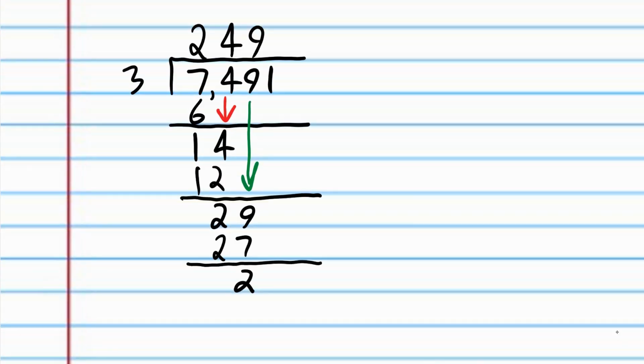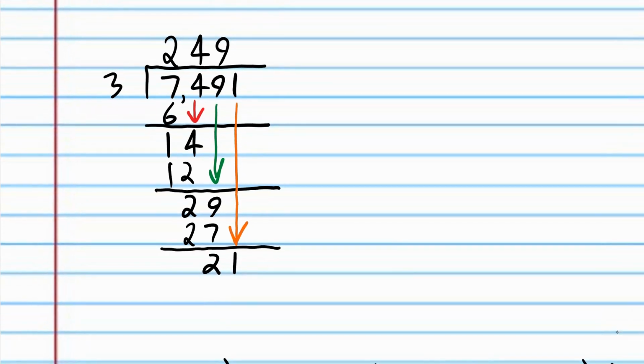Okay, so we have one more number, so we're going to bring that 1 down. And we're going to do this cycle one more time. This is the 4th cycle. How many times does 3 go into 21? It goes in 7 times. So I put the 7 above the 1 up here. Try to line those numbers up as best you can. Then step number 2, 3 times 7 is 21. Our 21 goes down here.